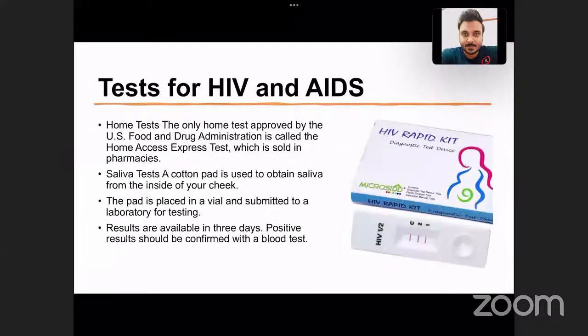Home test. The only home test approved by the US Food and Drug Administration is called Home Access Express test, which is sold in pharmacies. Saliva test. A cotton pad is used to obtain saliva from the inside of your cheeks, and the pad is placed in a vial and submitted to the laboratory for testing. The results are available in 3 days, and positive results should be confirmed with a blood test.